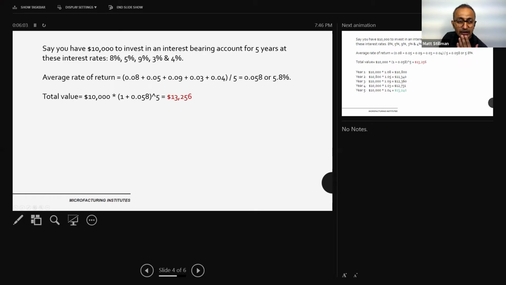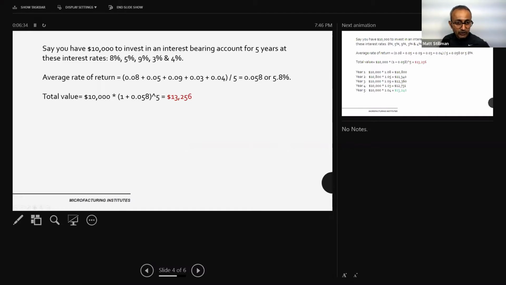So you say in the first year you make 8%, second year 5%, third year 9%, 3%, and 4%, right? So you can say, okay, over these 5 years, my average rate of return, which is the arithmetic mean rate of return, is... you add up all these rates, so 8% is 0.08, 5% is 0.05, and so on. You add up those things, divide by 5, and you get 5.8%, right?